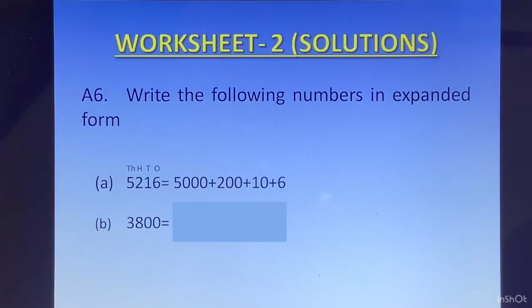Similarly, the next one we have 3800. The place values on top, and then first digit from left is 3. So it will be 3000 as it is coming in the thousands column. It will be 3000 plus 800 plus 0 plus 0. You can skip the zeros, but since there were 4 blanks given, that is why I have written the zeros also.